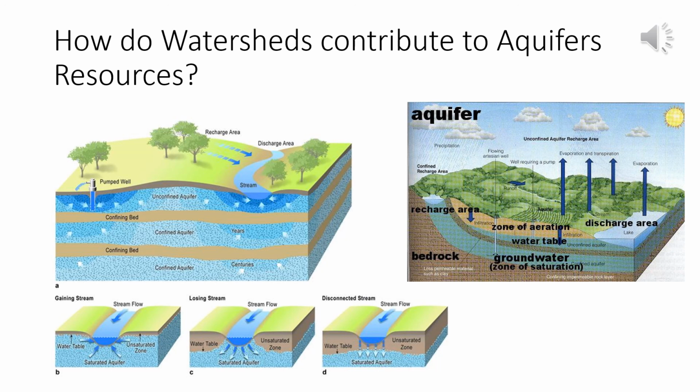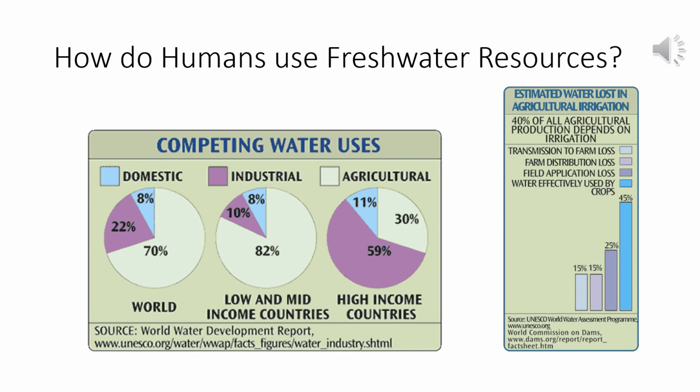When it rains, the water table rises because water infiltrates into the soil and builds up that zone of saturation. This is the process of aquifer recharge, when new water is added to the area. In order for an aquifer to be sustainable, the rate of recharge must be equal to or greater than the rate of use. So how do we as humans use our freshwater resources?